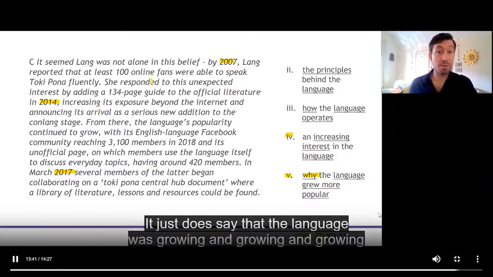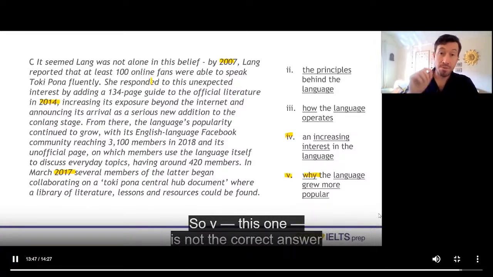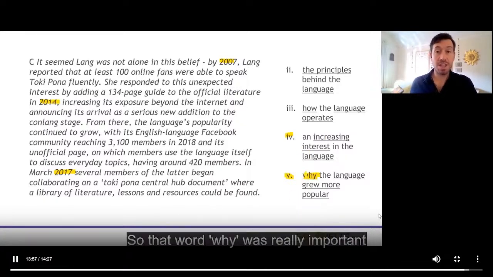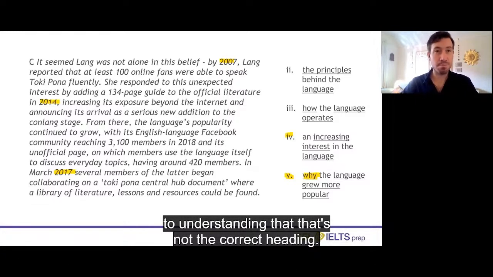It just does say that the language was growing and growing and growing, and giving examples of how it was growing. So 5, this one, is not the correct answer because it doesn't give us enough information to say why. It just is an increasing interest in the language. So that word why was really important to understanding that that's not the correct heading.